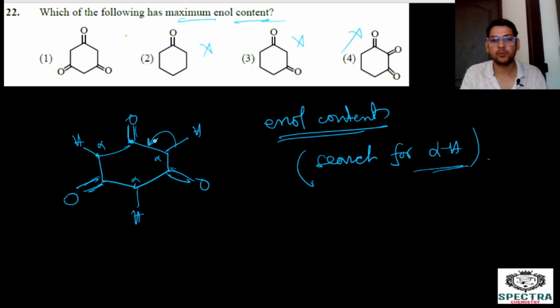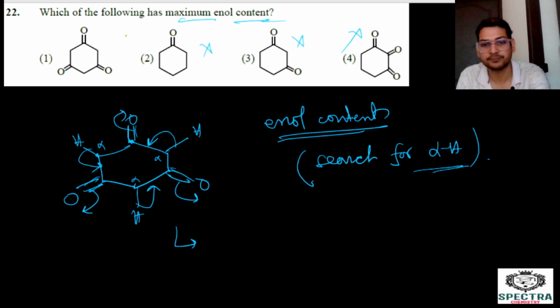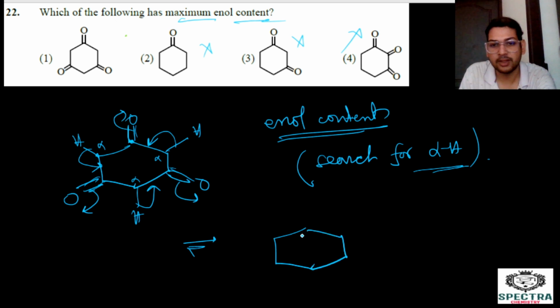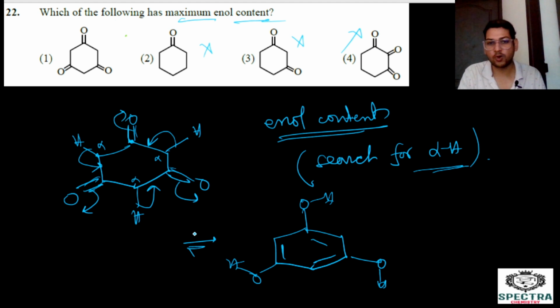Now if you do tautomerism, I don't know whether it clicks for you in the exam hall or not, but if you do tautomerism, you are actually getting a benzene ring. This tautomerism step you have done, and what have you achieved in it? You have achieved aromaticity.